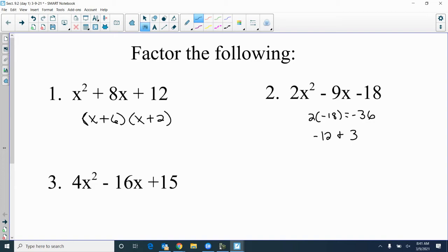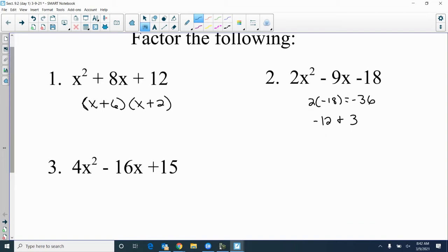She did exactly right. 2 times negative 18 is negative 36. Come up with two numbers that multiply to negative 36 and then add to get, excuse me, negative 9. It's negative 12 and 3. Then what'd you tell me to write there, Jaylee? The 2x squared minus 12x plus 3x minus 18. All right, now I'm just going to wait. Get that down if you don't have it down. Okay, 2x squared minus 12x plus 3x minus 18.